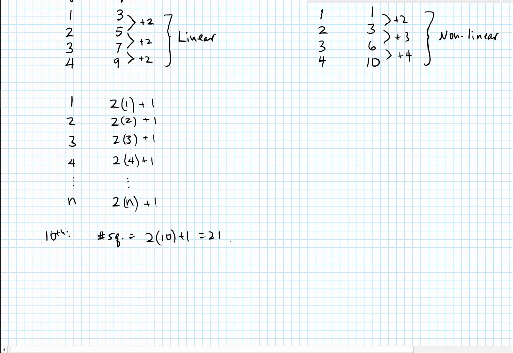We wouldn't have to follow that pattern down or draw out all 10 figures. We could go much further than this, obviously. We could say, well, what's the number of squares in the 100th figure if we continued this all the way out? So the number of squares is equal to 2 times 100 plus 1, and that would be 201.